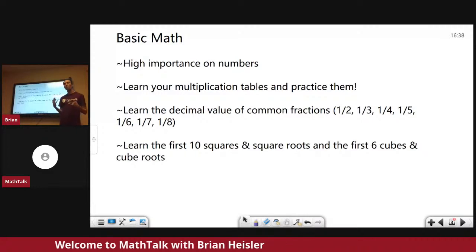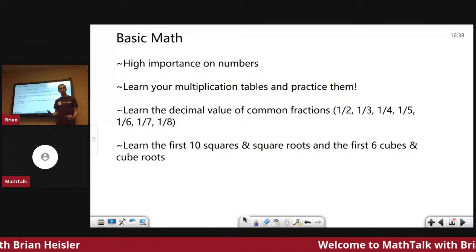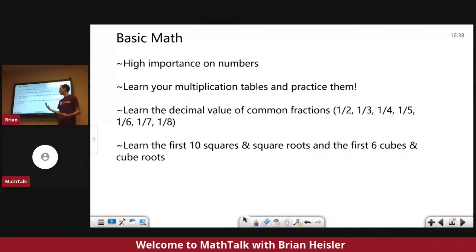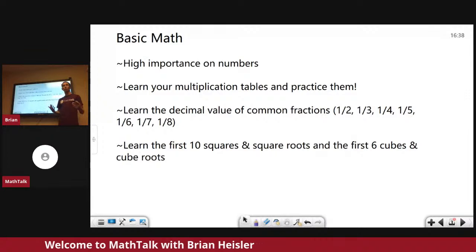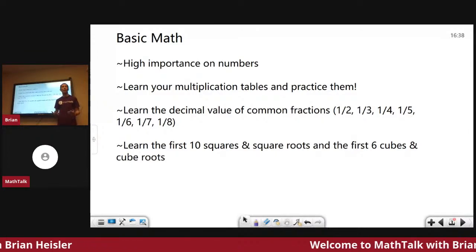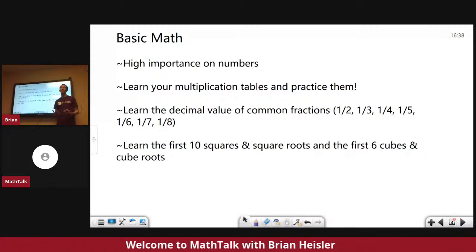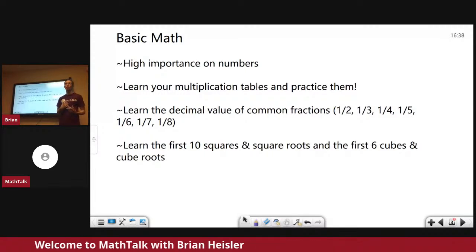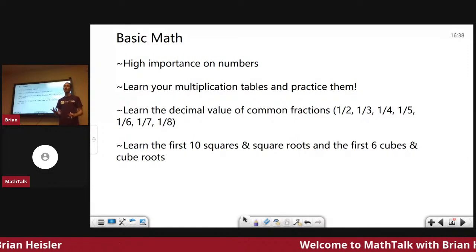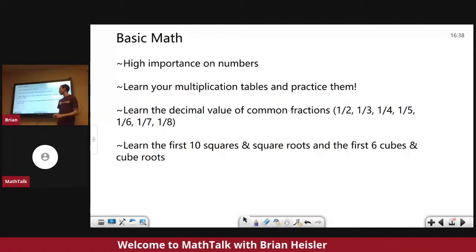I would focus your attention to learning not only the decimal values of some common fractions, like a half, third, fourth, fifth, sixth, seventh, eighth, all of those. They're going to come in handy because there may be questions asking you to order numbers that are both fractions and decimals. And so if you're able to convert fractions into decimals, like I do when I see those types of problems, it just makes it easier for you to organize them or order them from smallest to greatest, greatest to the smallest, etc. So we're going to look at an example of that a little bit.